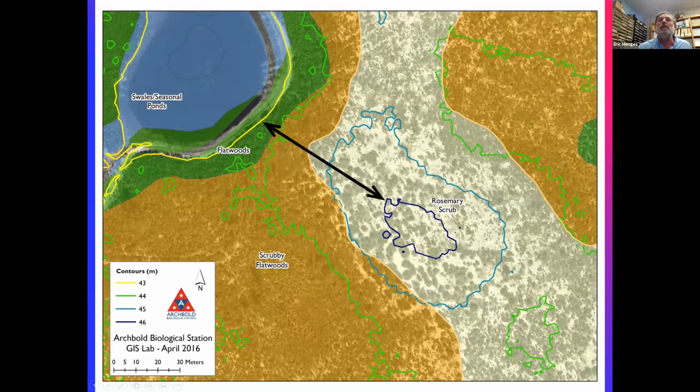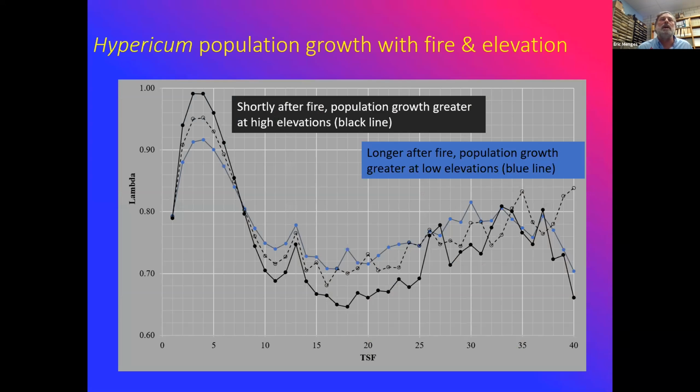And it turns out the elevation of the plots that support Hypericum affects the vital rates and the demography of this plant. So we do modeling that Pedro and others did, which showed that shortly after fire, population growth was greater at higher elevations, that's this black line, and then by 15 or 20 years after fire, those are less favorable sites for population growth. So there's an interesting interaction here between the microhabitat and the fire affecting demography of this plant.